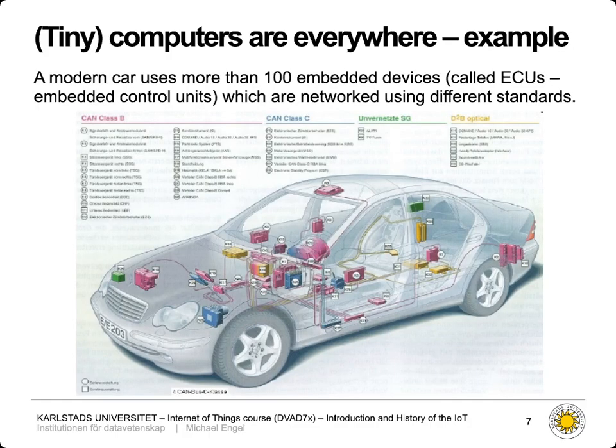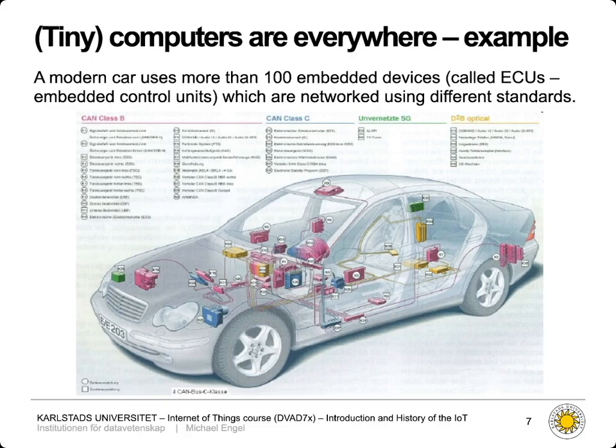Here's an example of how many embedded devices can be found. This is a modern car. A modern high-end car now uses more than 100 different microcontrollers, 100 different embedded devices. In cars, they're called ECUs, embedded control units. And these are all networked, so they have to operate together. When you hit your brake pedal, you are not only able to enable your brakes, but also the brake lights should go on. Your ABS system should be able to react, and so on.